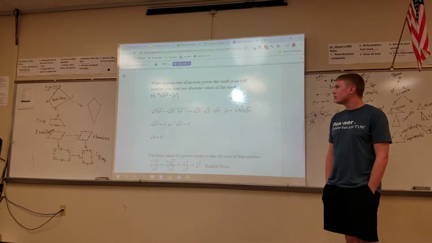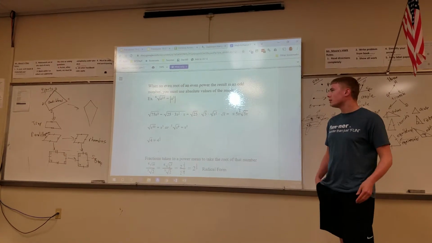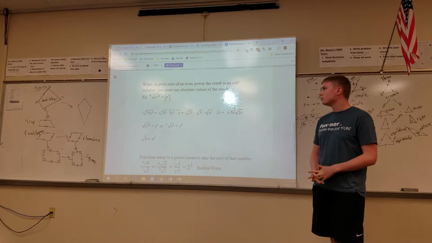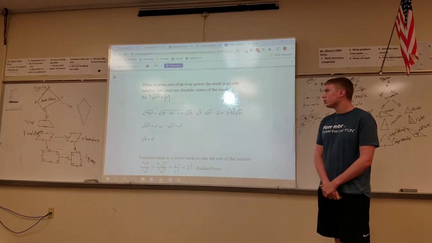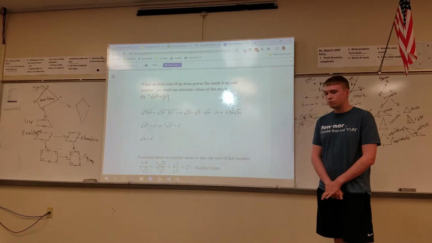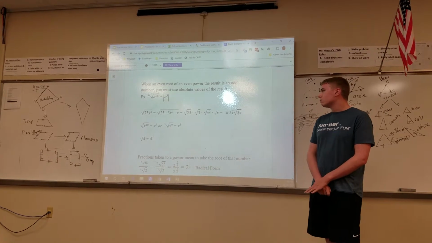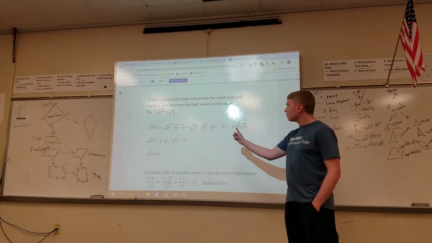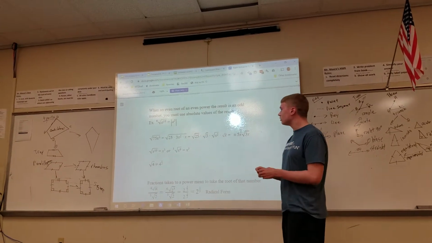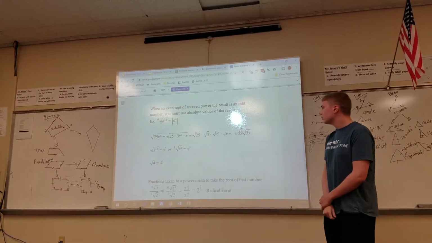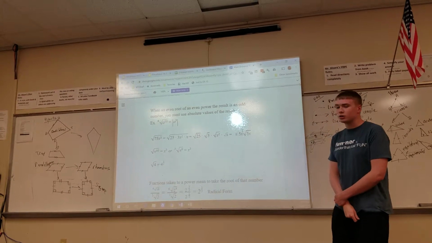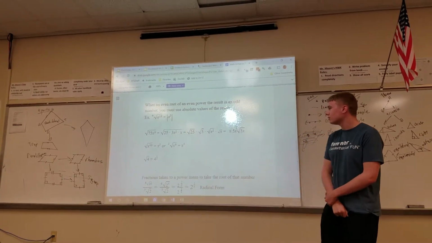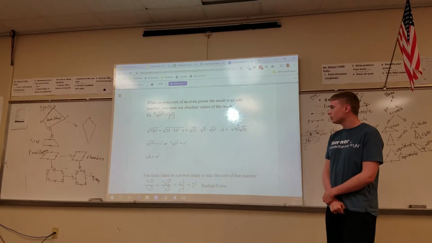When an even root is of even power, the result is an odd number. You must use absolute values of the result, so it can't be negative. And when you're breaking down a root, you want to use this method right here to make it simpler on your life. And same goes for the x10, to break it down and simplify.